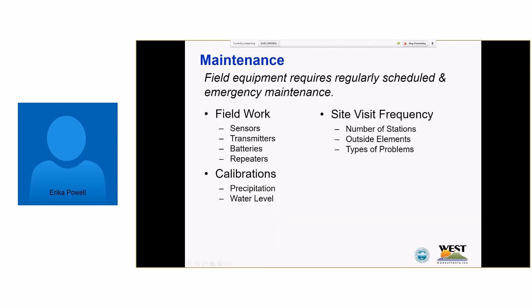Maintenance issues requires regularly scheduled and emergency maintenance, so you need to be able to prepare for that. And the field work can cover a whole host of components that are out in the field. You need to be able to calibrate your instruments, and you need to be able to get to them at least once or twice a year, maybe more depending on your situation.